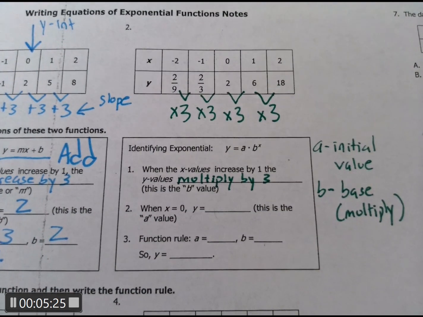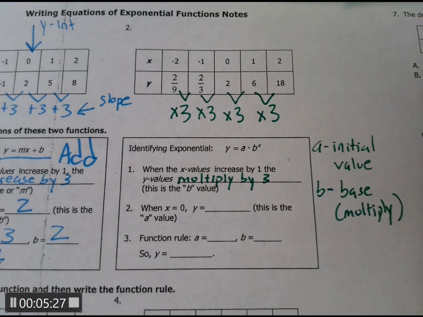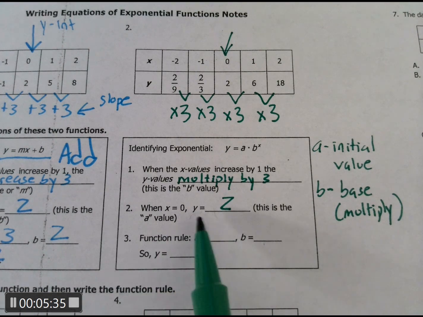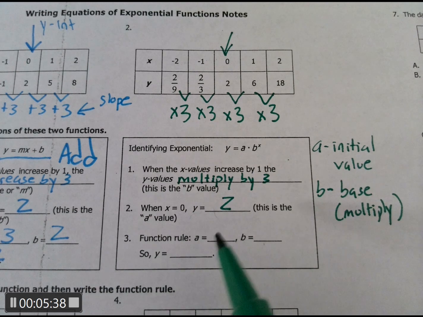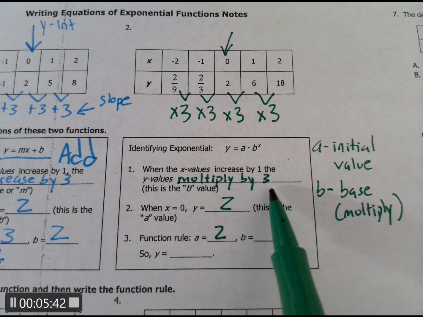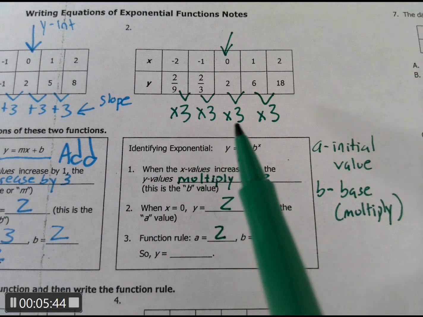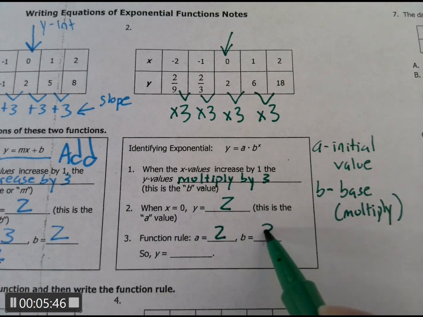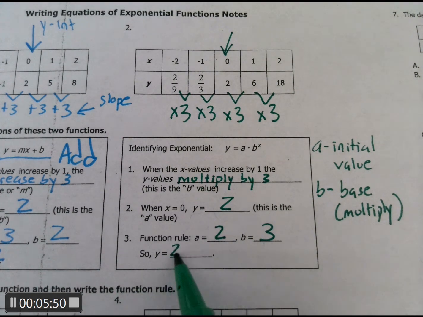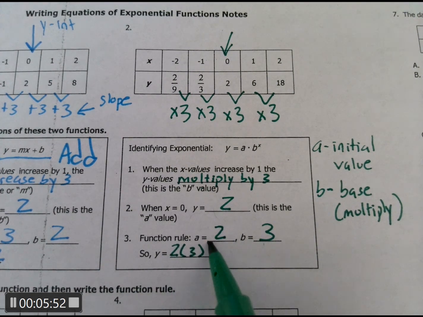And when x is 0, that means that our y is 2. Okay? So it tells us y is 2, this is our a value. So our a equals 2, and our b is what we multiply by. Well, each time we multiplied by 3, so our b is 3. Therefore, our equation is 2 times 3 to the x.